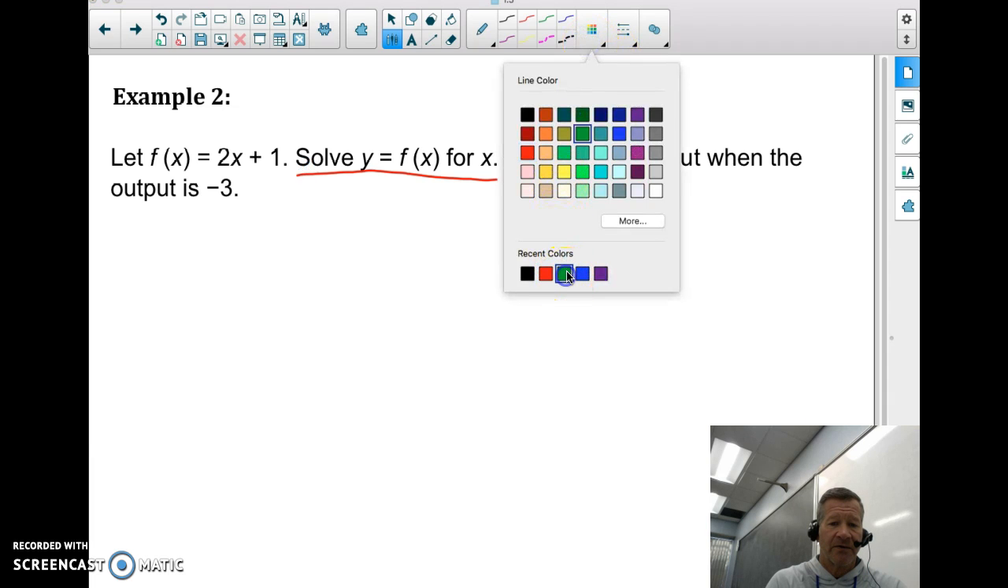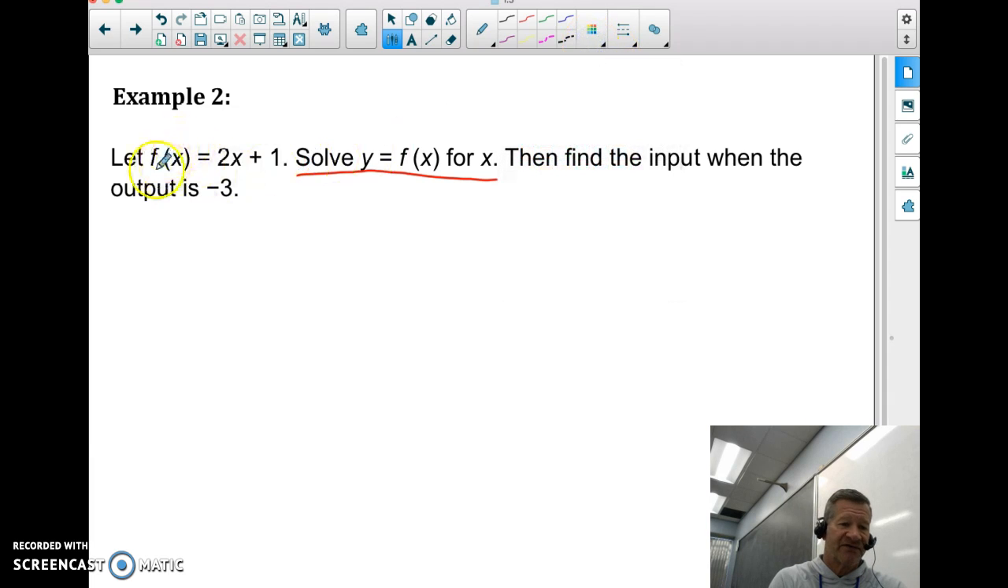Now, if we look at this right now, this function is written without a y. It has an f of x instead. Okay, well, when we take this function, we're going to write it as y equals 2x plus 1. So we're going to change it from function notation. You notice they're telling us y and f of x are the same thing. Okay, they're equal. So I want to solve this for x. So that means I have to get x by itself.